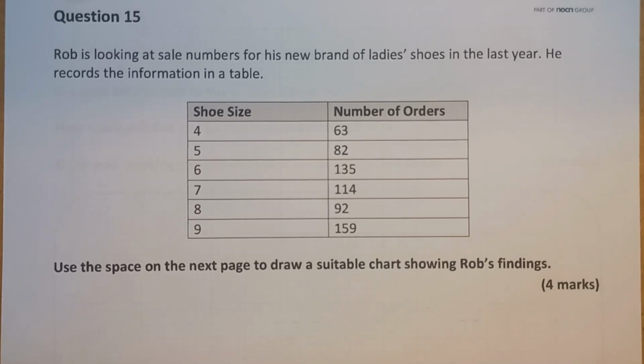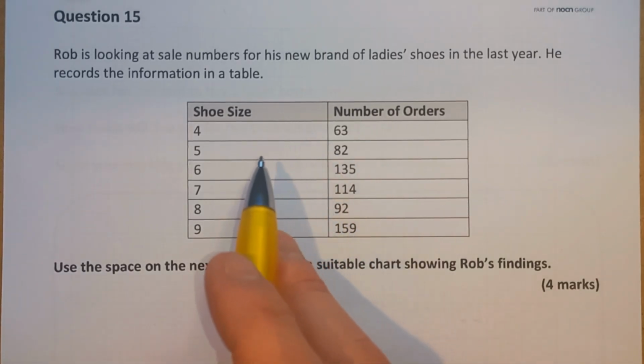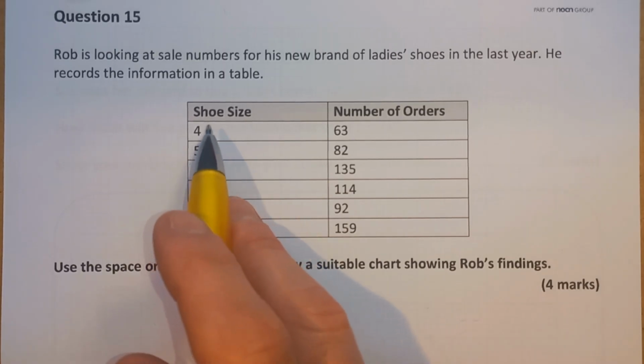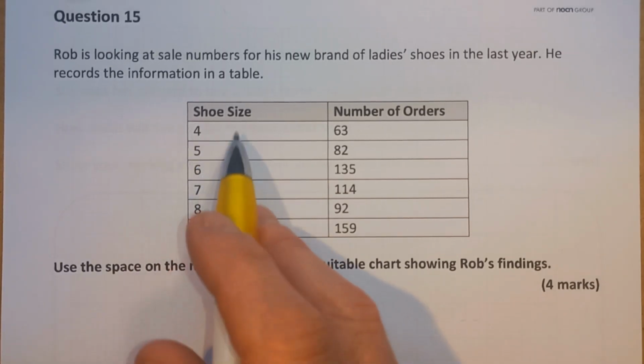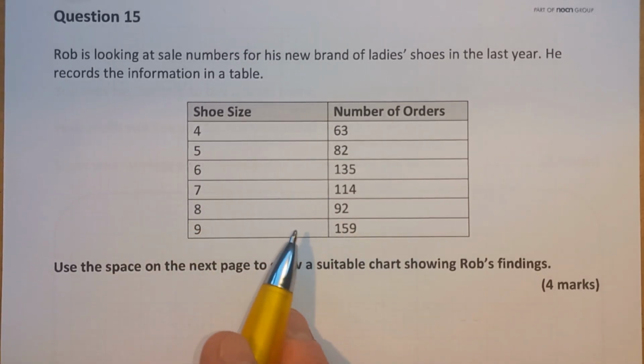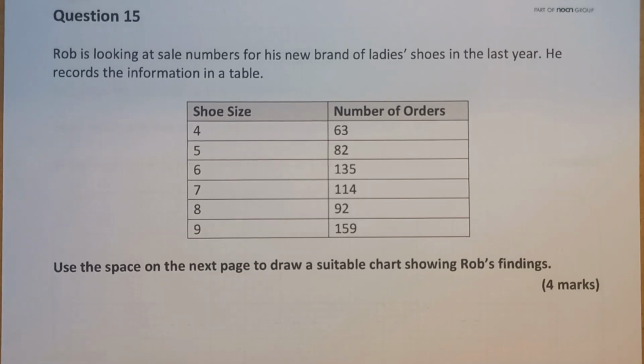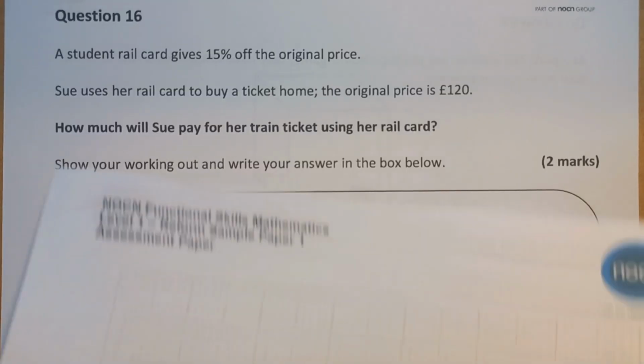Okay, so normally if we're drawing a chart, it's likely to be either a bar chart or a line graph. Now, if we've got distinct categories, so we've either got size 4 or 5 or 6, we haven't got 4.5 or anything like that, a bar graph is going to be better because we've just got one value for each bar. Okay, so we've got our graph paper over the page.